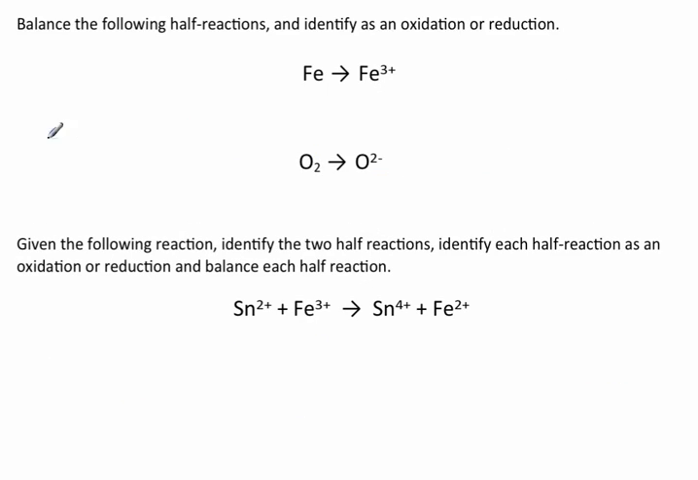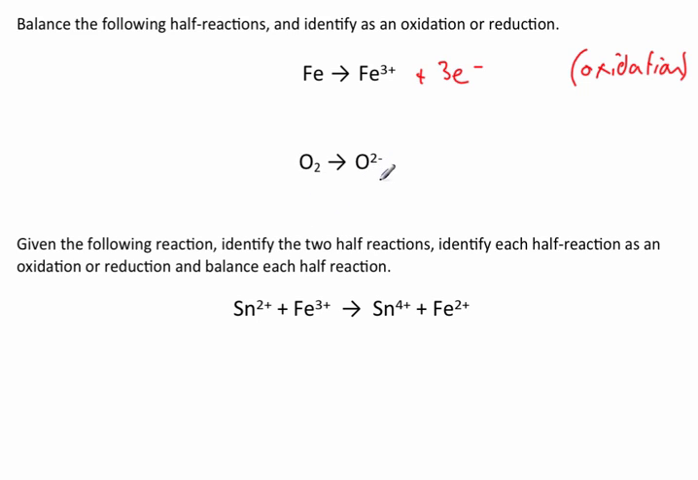So Fe to Fe3+, we're going to balance this half reaction and identify it as an oxidation or reduction. So it's balanced by mass, definitely 1 Fe, but it's not balanced by charge. 3 plus here, 0 here. So to balance that by charge, we're going to add 3 electrons on this side. So 3 minus, 3 plus, 0, 0, and so because we added them to the product side, that is an oxidation. The iron species has lost 3 electrons. They're the 3 electrons it lost.